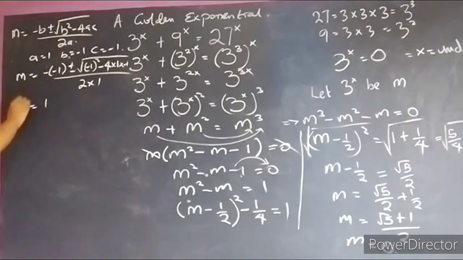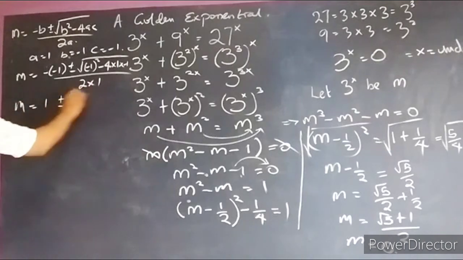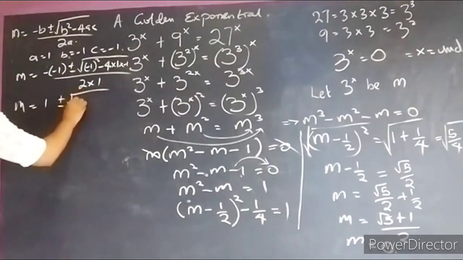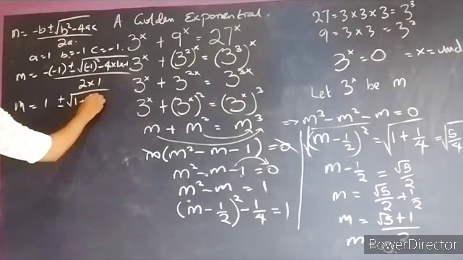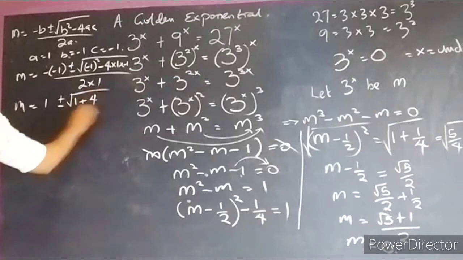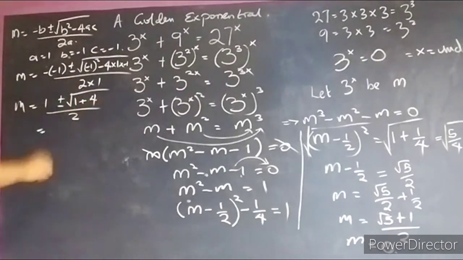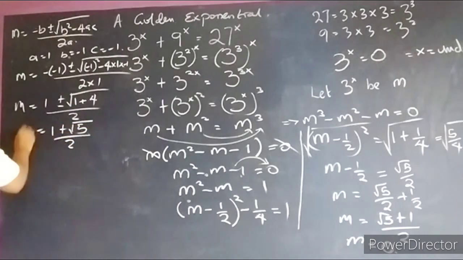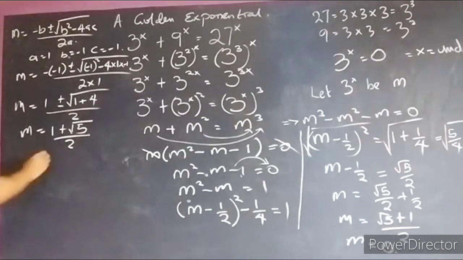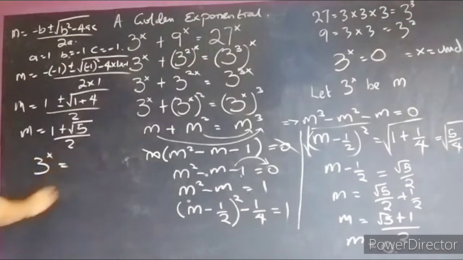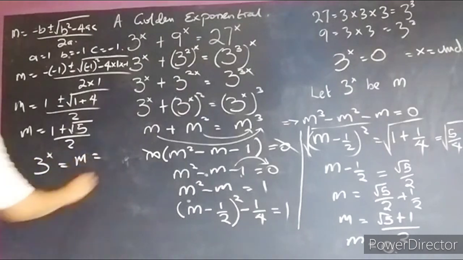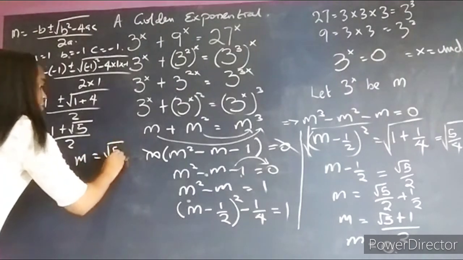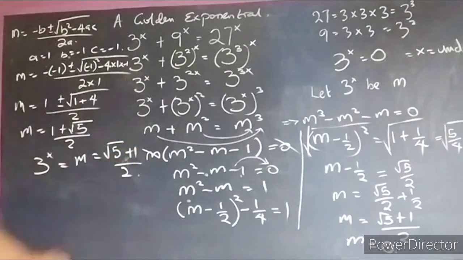So this will give us 1 plus or minus the square root of 1 plus 4, all over 2, which still gives us 1 plus root 5 over 2 as the value of m. So if we equate 3 raised to x to m, it will be root 5 plus 1 over 2.